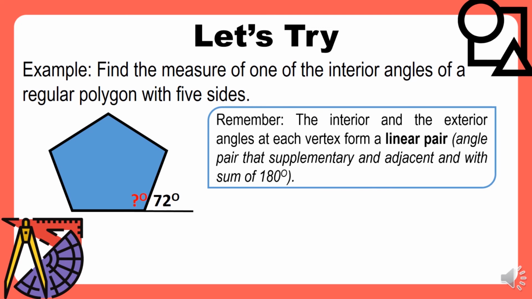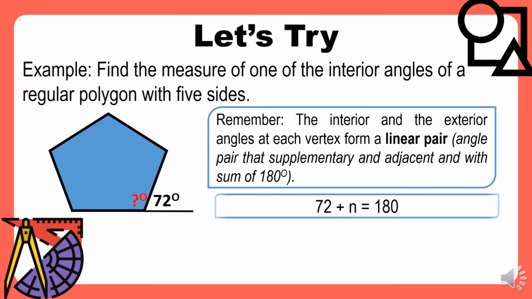Now let's use n for the measurement of the missing angle. For us to solve this, let's create our math sentence. And this will be 72 plus n is equal to 180 degrees.